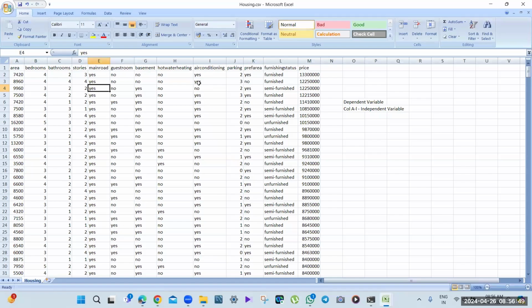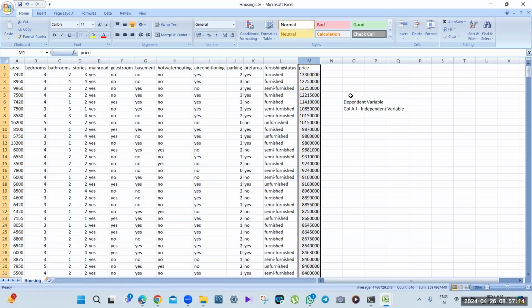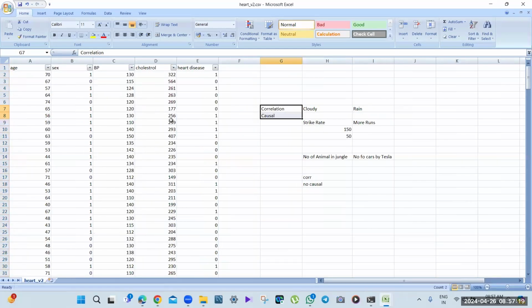Like air condition, a flat having air condition compared to a flat not having air condition will have a difference. Now, this is not one variable. If we take all of these variables together, we will see there is a causation and there is a correlation playing a role with the final variable, which is the dependent variable. Same goes for here. There is a causation, there is a correlation, which is playing the final one.